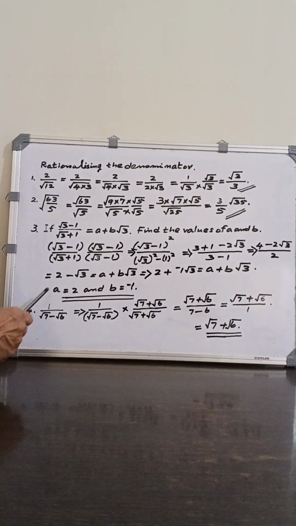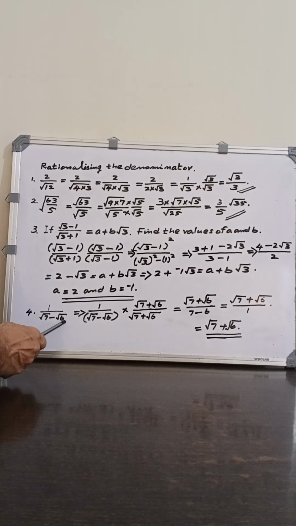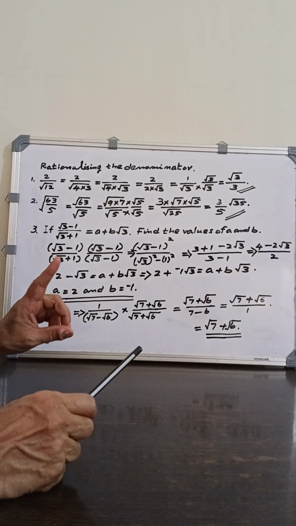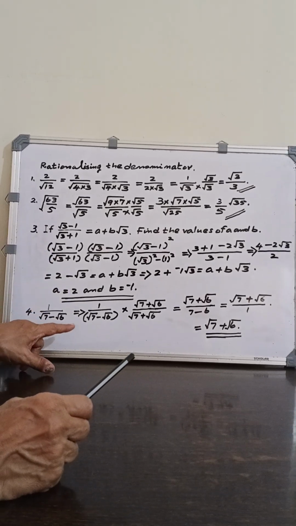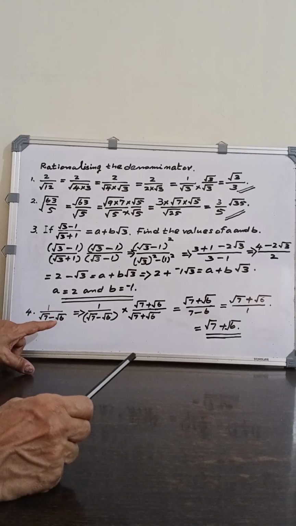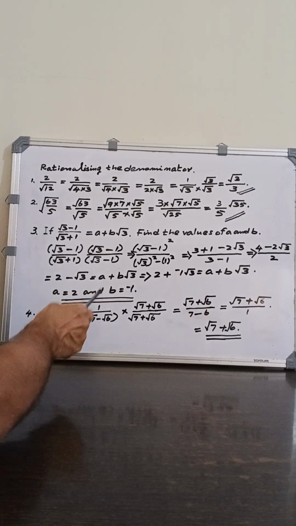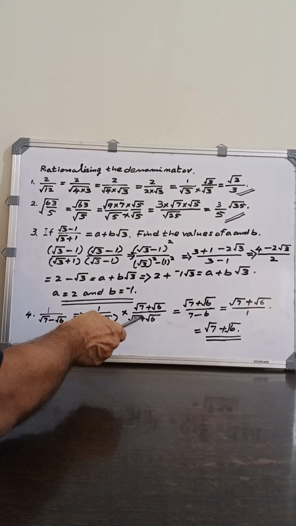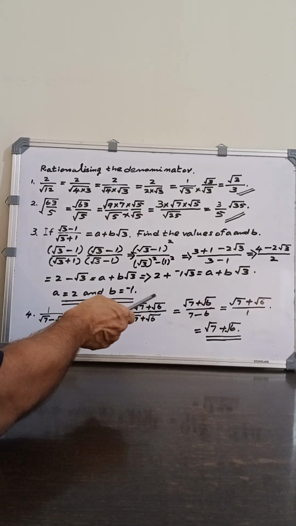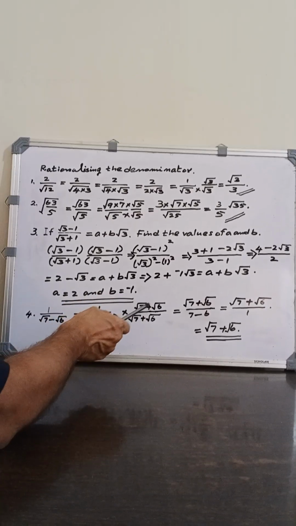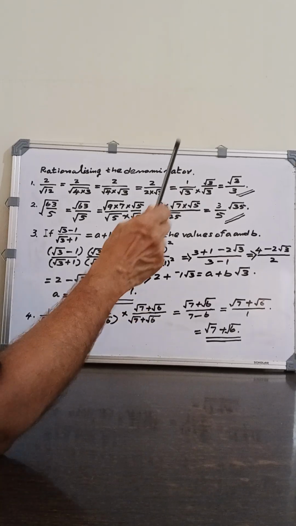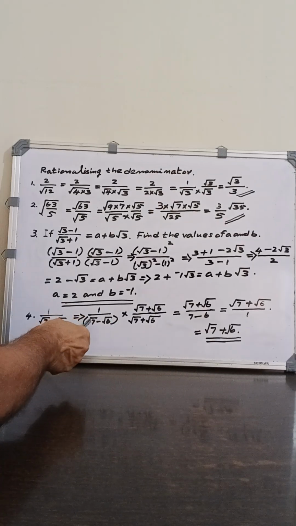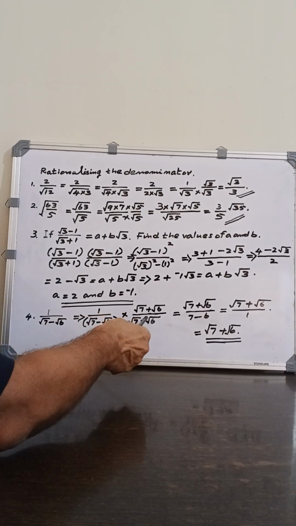Next question, 1 by root 7 minus root 6. This is a rational form, with the numerator 1 rational, but the denominator consists of a binomial irrational number. Therefore, 1 by root 7 minus root 6 into the conjugate of the denominator, root 7 plus root 6 by root 7 plus root 6. This means 1, since numerator and denominator are the same number, it is equivalent to 1. Therefore, I am conjugating the denominator like this.